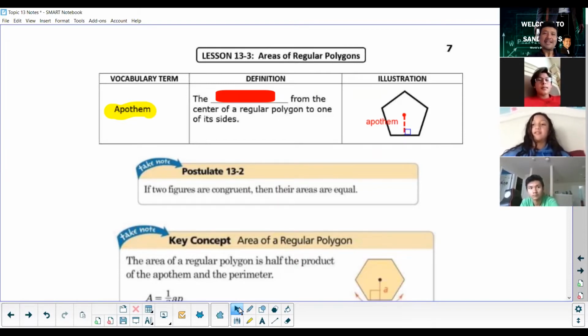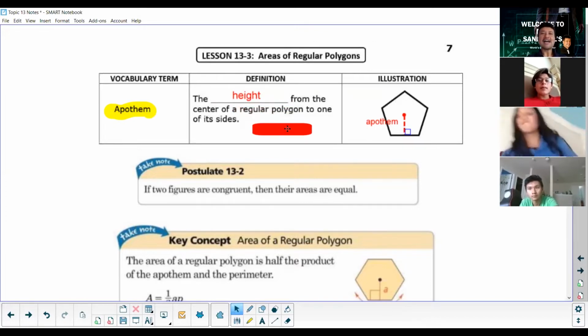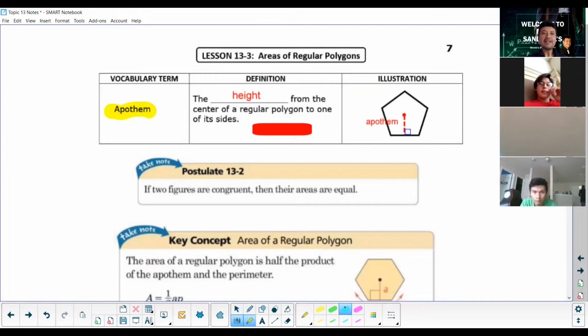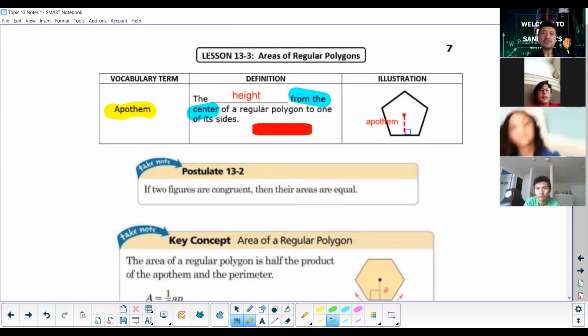All right, good. Let me remove the blank. This is new for a lot of people. It's the height. And the most important thing you want to keep in mind is that it's from the center. So in this case, you're going to discover an apothem once you go from the center directly to one of its sides.